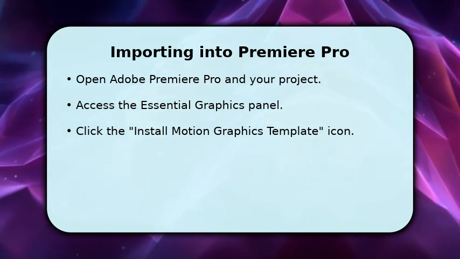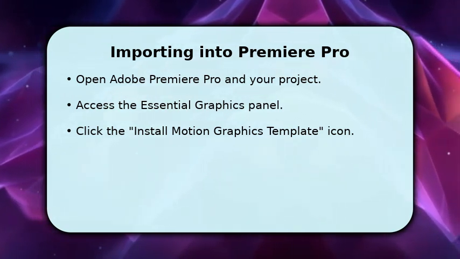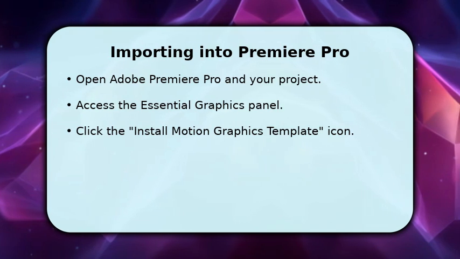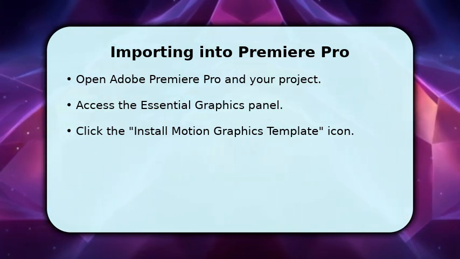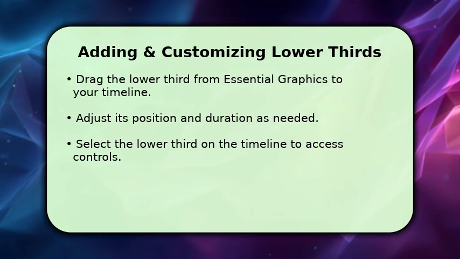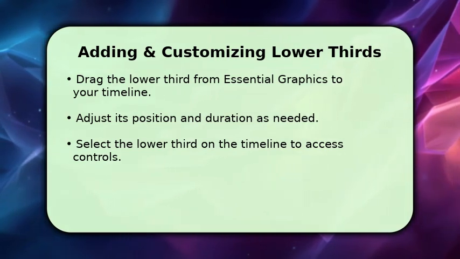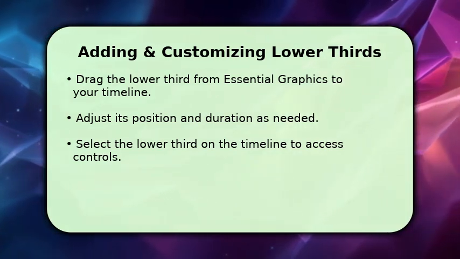Browse to where you saved your downloaded Mixkit .mogrt file and select it. Premiere Pro will then add it to your local templates. Once imported, your new lower third will appear in the Essential Graphics panel under the Browse tab.